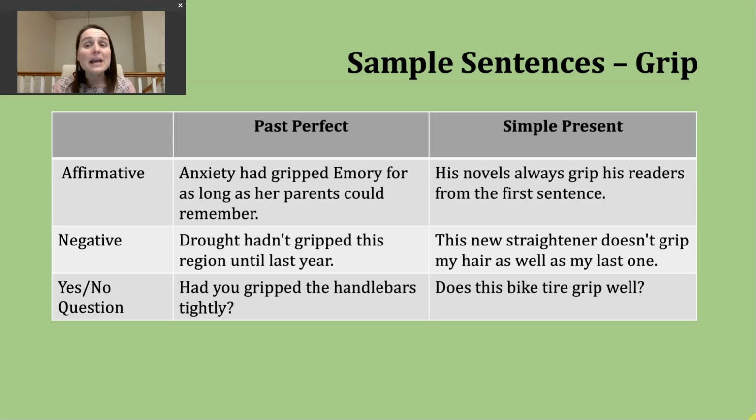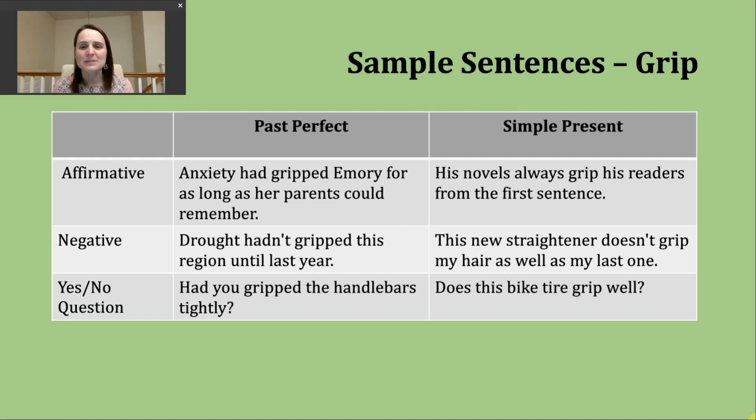Okay? Now, if I want to make a negative simple present sentence, again, I need to pay attention to my subject. If my subject is I, you, we, or they, I'm going to use do not and then the base verb. If my subject is he, she, or it, I'm going to use does not and then the base verb. So notice I'm not adding an S to the verb here in the negative. I'm only doing that in the affirmative or the positive.